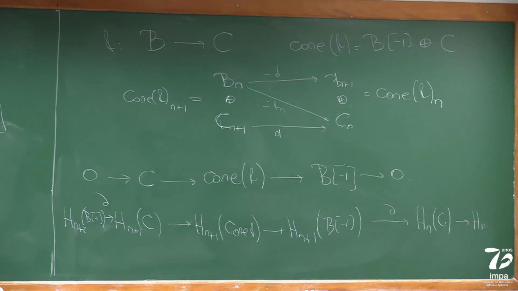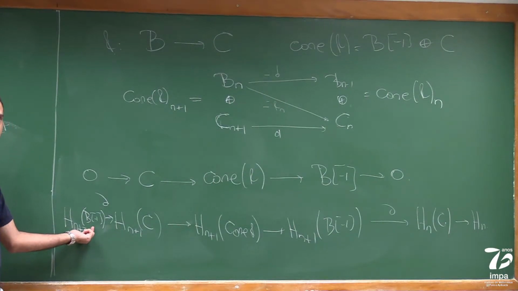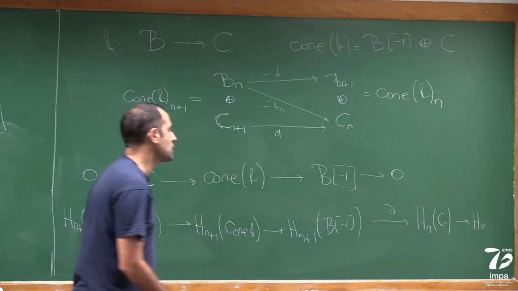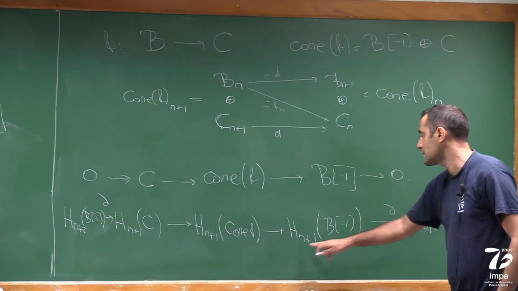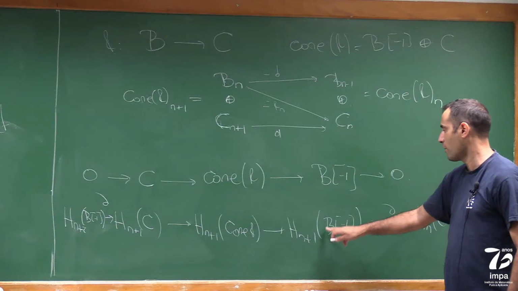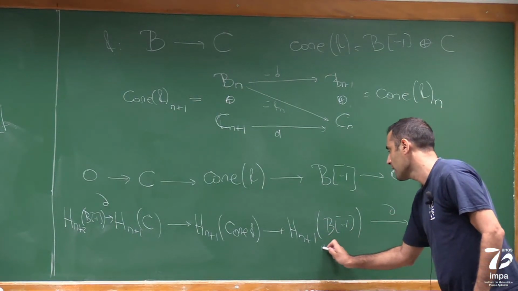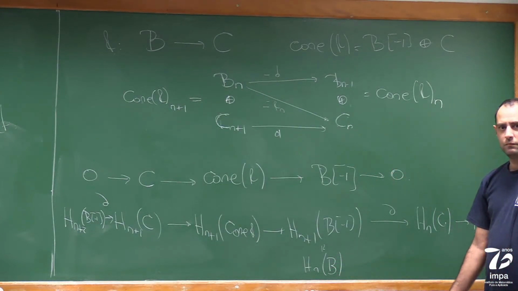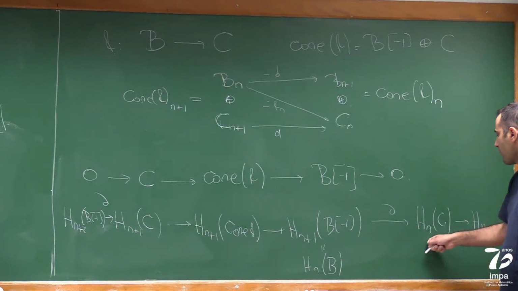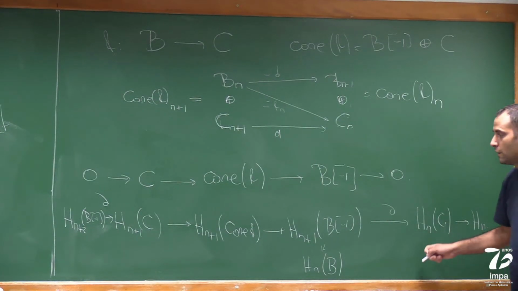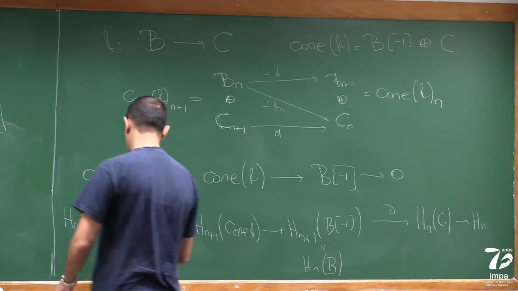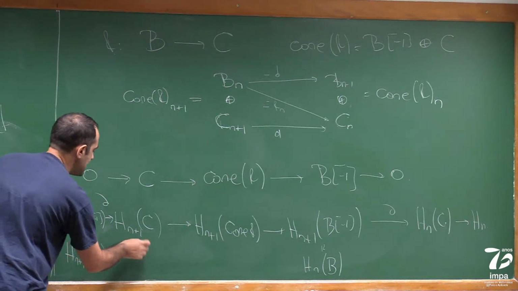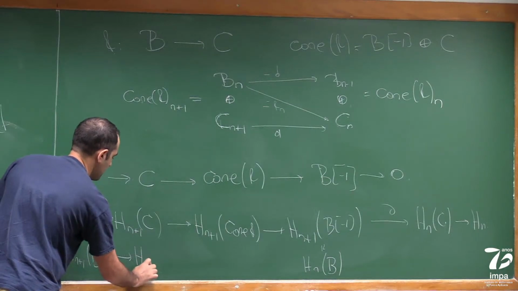Now, this complex here is just the complex B where I shifted everything by -1. So it shouldn't be surprising to you that the n plus 1 homology of this complex is the same thing as the nth homology of the complex B. And this is the nth homology of the complex C. And here, this is the n plus 1 homology of the complex B, and this is the n plus 1 homology of the complex C.